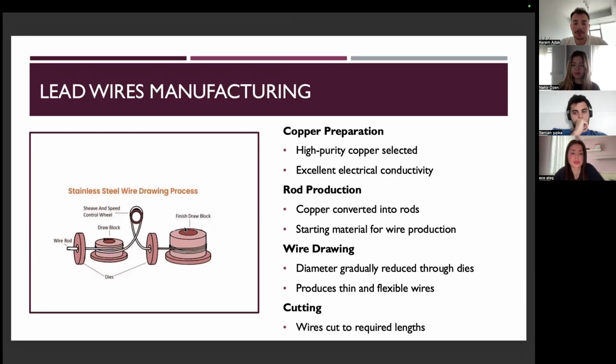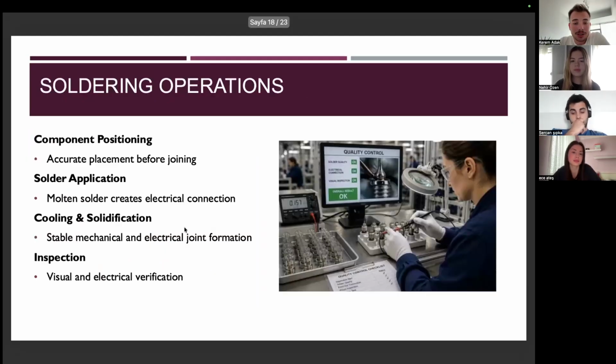The next step is solder application. Solder material is added to the connection points and heat is used to melt it. This creates a strong connection between the components. After soldering, the joints are allowed to cool down and become solid. This creates a stable connection that can work safely during operation. The final step is inspection. The soldering joints are checked visually and electrically, and any problems that are found are fixed before the bulb moves to the next stage of production.